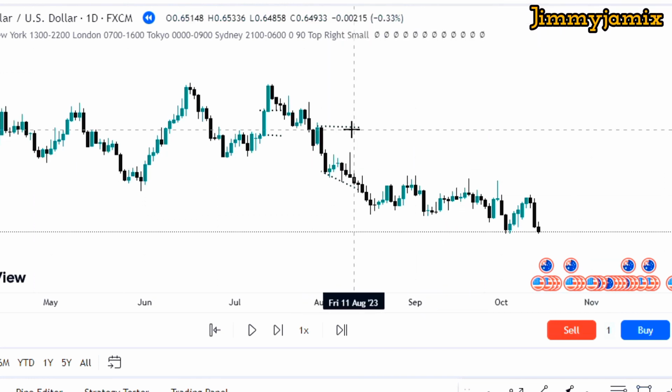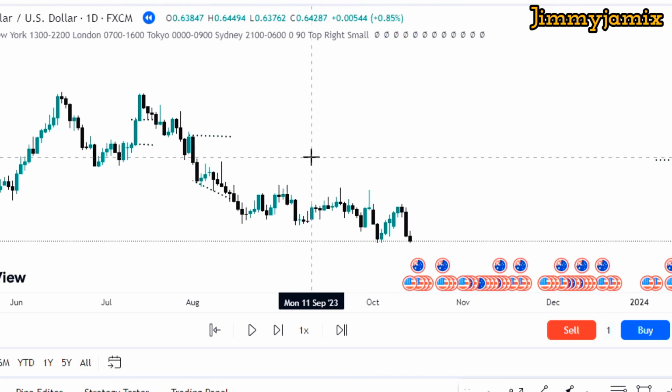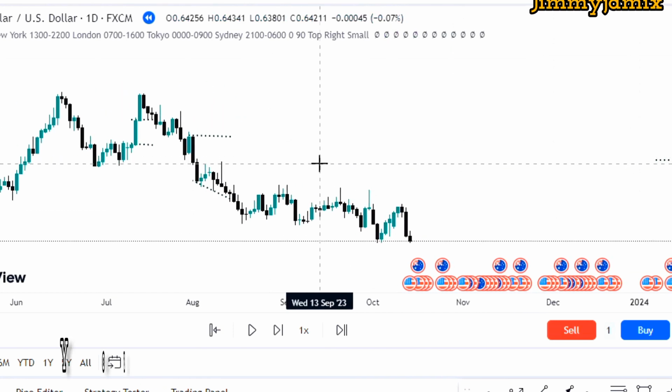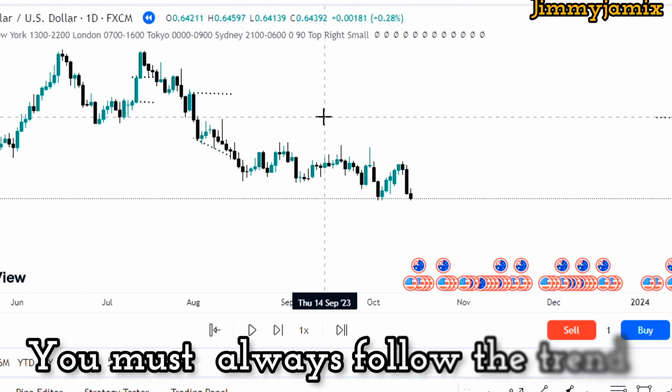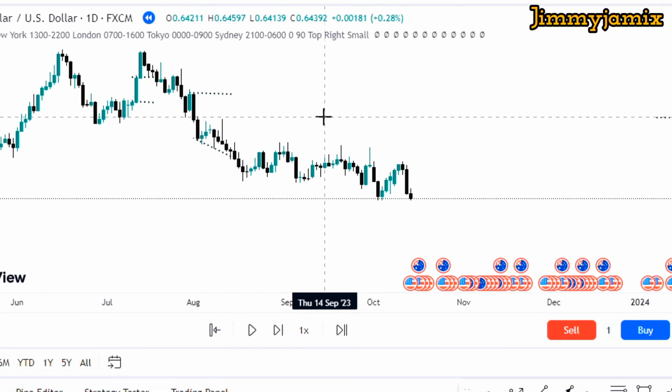Now this is our market. What you also have to know is you must always trade with the trend. You must look for the trend and follow where the market is moving. When it is bullish, you must get bullish fair value gaps. When it is bearish, you must look for opportunities for sales. Hope you're getting it.